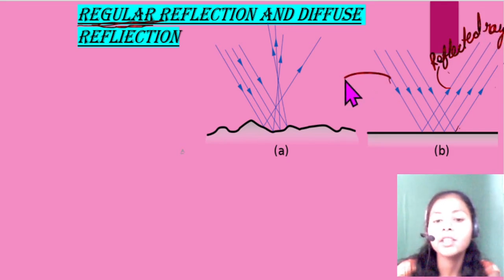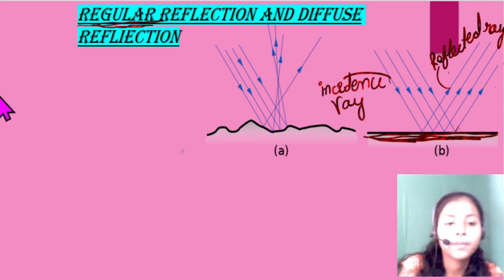What is this ray called? Reflected ray, and this is called the incidence ray. So both the rays are equal, and the surface which is required in regular reflection will be a plane, smooth surface, not rough.